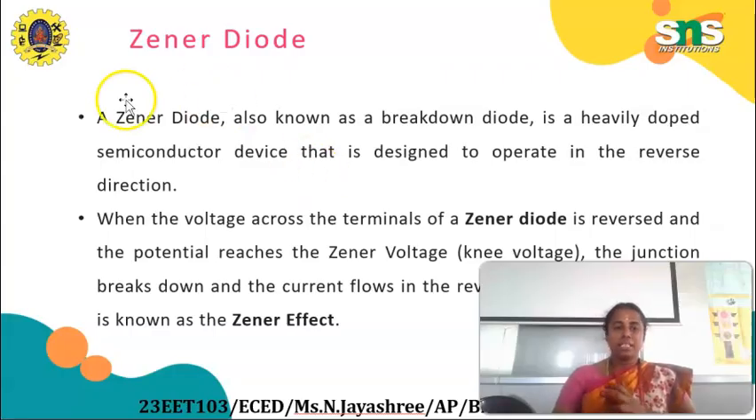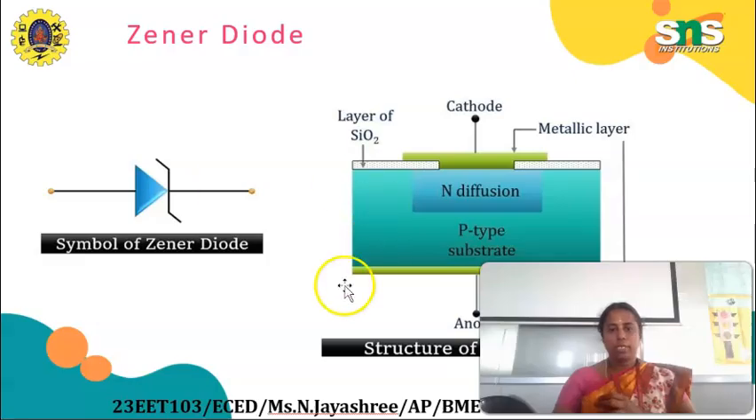Okay, let us see the construction of the Zener diode in detail. This is the symbol of the Zener diode. The symbol indicates a diode: a triangle with a straight line, indicated by the front end and a back end slash. Okay, this is the symbol of the Zener diode.